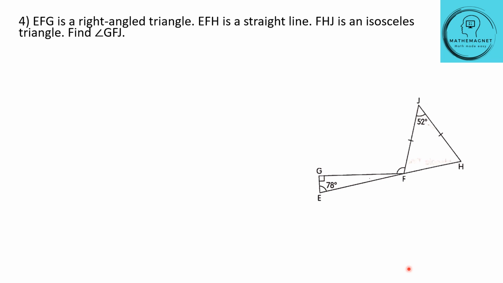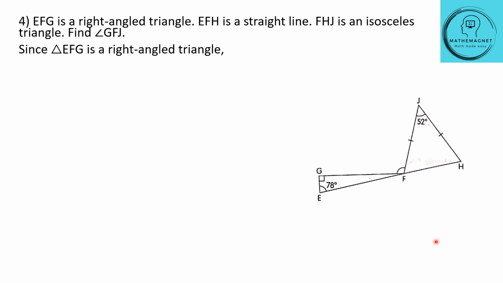EFH is a straight line. FHJ is an isosceles triangle. Find angle GFJ. We need to find this angle. So let us see how to go about it. Now we know this is a right angle triangle and this is an isosceles triangle. With that we will find these two angles. With that we will find this unknown angle.